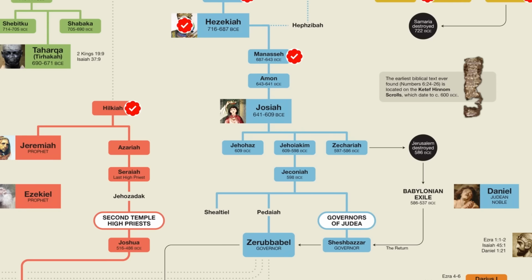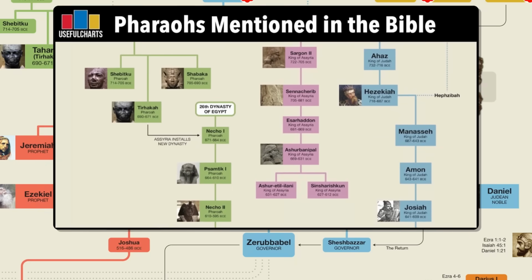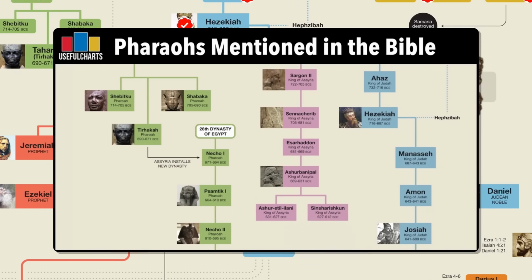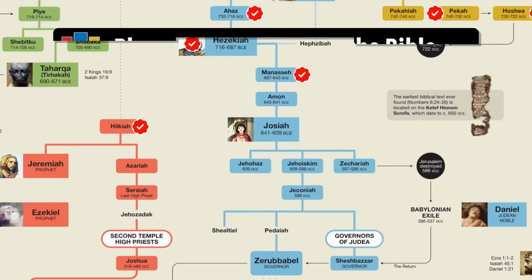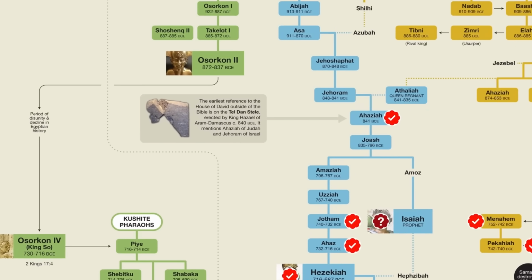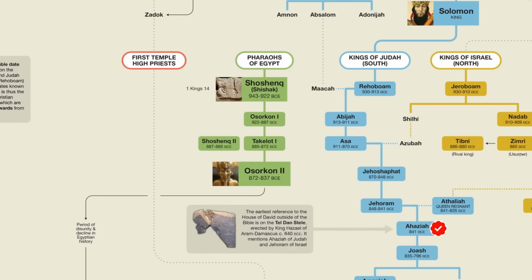That's because I've already done an entire video on the pharaohs mentioned in the Bible, which I'll link to in the description. But let me quickly summarize. There are exactly 5 pharaohs mentioned by name in the Bible. And no, the Pharaoh of the Exodus isn't one of them. The Bible simply refers to him as Pharaoh, which actually makes sense because, like I said earlier, the Exodus took place during the Bronze Age, and therefore it was a distant memory by the time of the Iron Age.